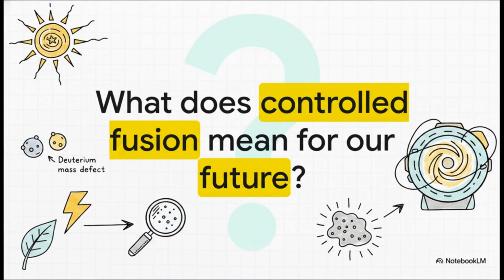Today, scientists are trying to create controlled fusion on Earth using types of hydrogen called deuterium and tritium. If they succeed, we will have limitless clean energy from a tiny mass defect. It is a beautiful reminder that the great secrets are hidden in things we cannot see.